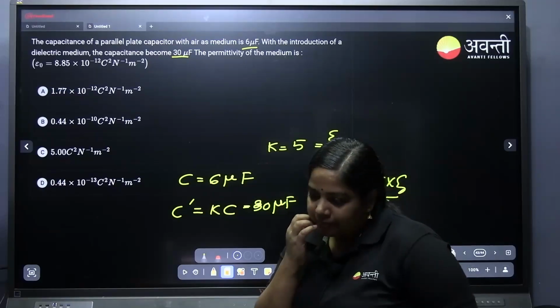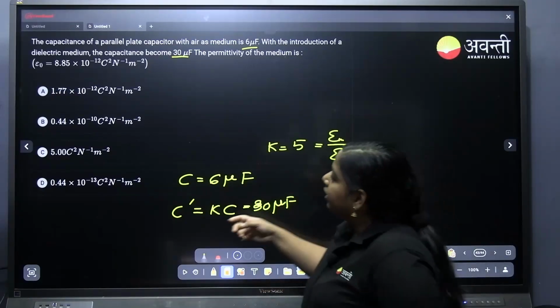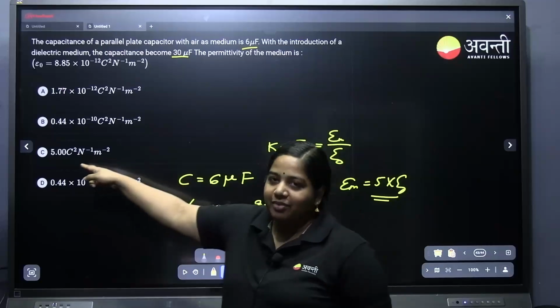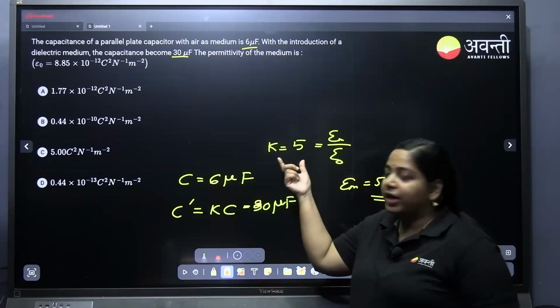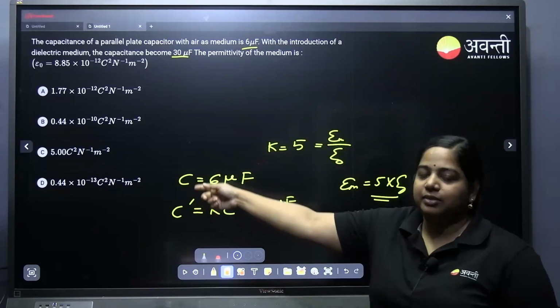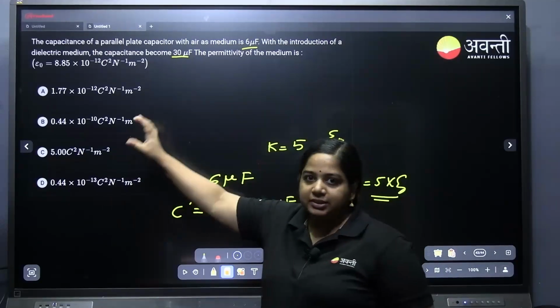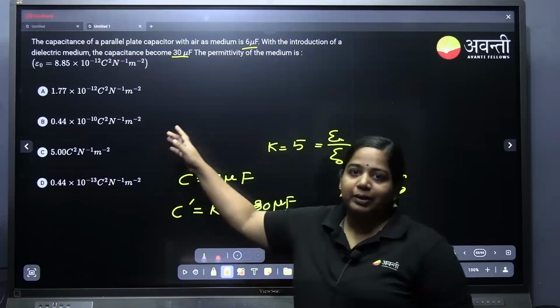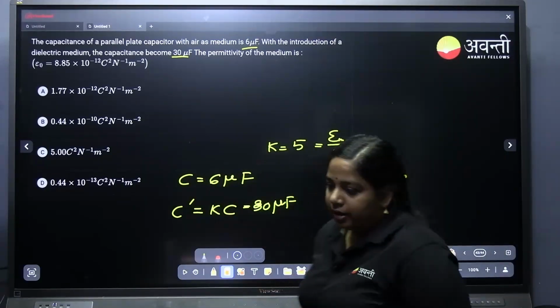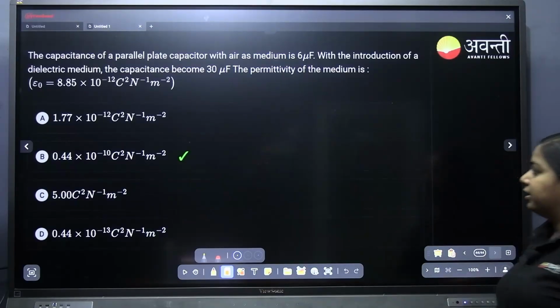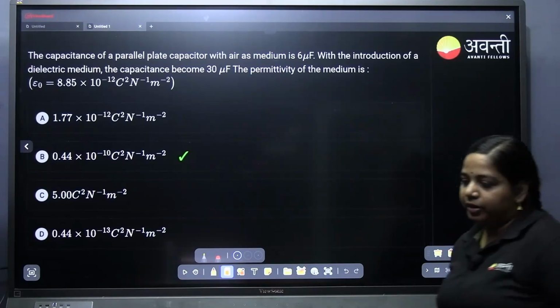B. Okay, so here you can see that they have given 5 also. It is to confuse you because maybe when you get 5 here you might directly give the answer. That's why. So just make sure you are reading the question properly and finding out exactly what they are asking. Okay, I hope everybody understood this. Answer is option B. Very good.